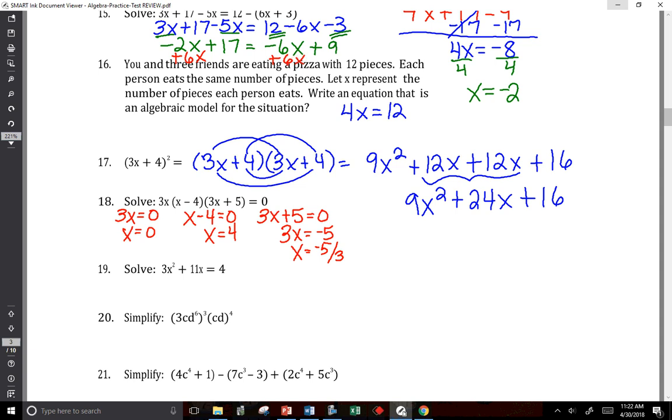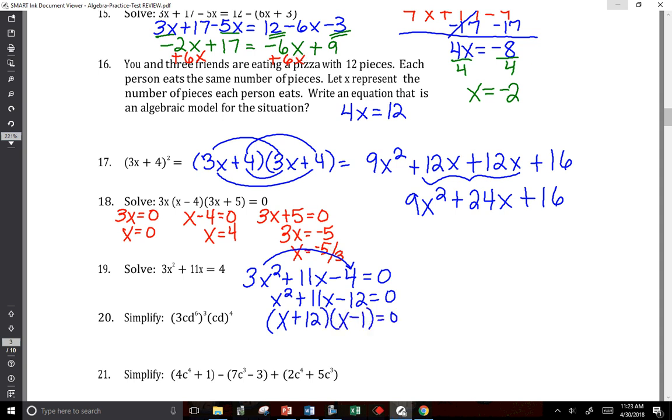Bring the 3 back. And so we have x plus 4 when we simplify it. And then 3x minus 1. And set each one equal to 0, and you have your answers. So we have x plus 4 equals 0, which gives us negative 4. And then we have 3x minus 1 equals 0, so 3x equals 1. Divide by 3, so x equals 1/3. So negative 4 and 1/3 would be the 2 answers. And all that's for number 19. We haven't touched 20 yet.